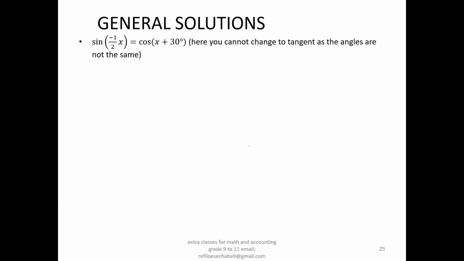Do you want me to give you the answer? Yes, please. You cannot change to the tangent as the angles are not the same. So what you need to do, since you can't make the angles the same, is to try to make the ratios the same. When it's sine and cos, I prefer to work with cos because cos is easier. It's just plus or minus when you find the inverse. I am going to change sine to cos by introducing 90, and that will be cos of 90 minus the angle, which is 1 over 2x.